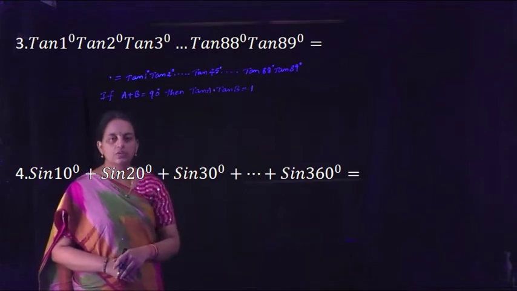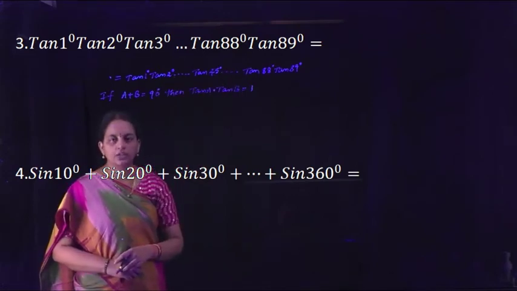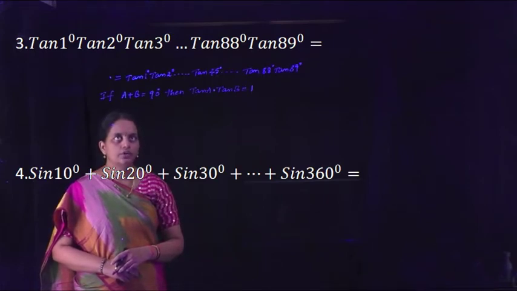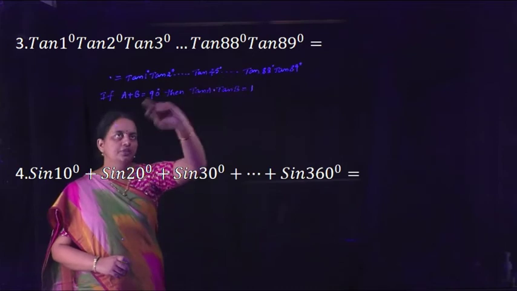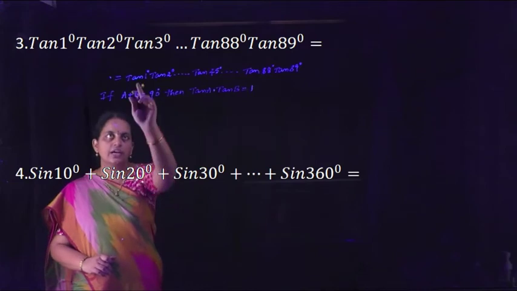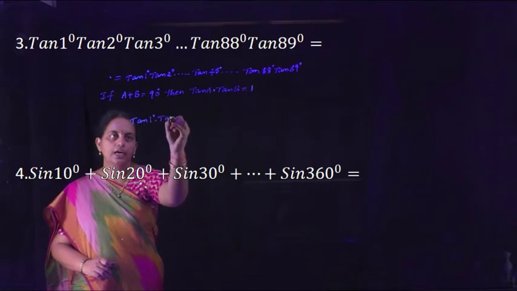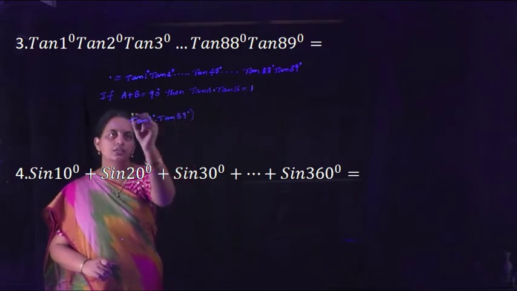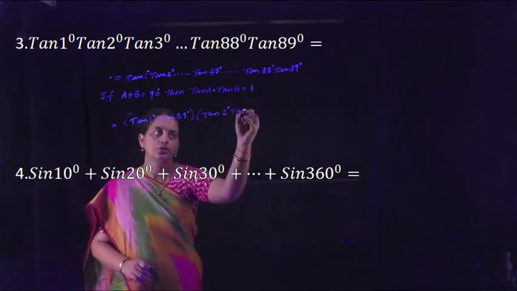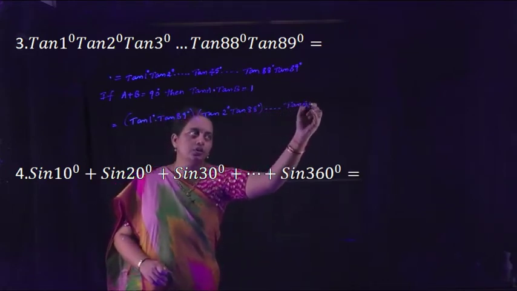The sum of these two angles is equal to 90 degrees, the second angle is 2 degrees and the last but one angle is 88 degrees. The sum of these two angles is equal to 90 degrees, and so on. So the product of every two terms is equal to 1 except tan 45. So tan 1 degree into tan 89 degrees into tan 2 degrees into tan 88 degrees and so on into tan 45.